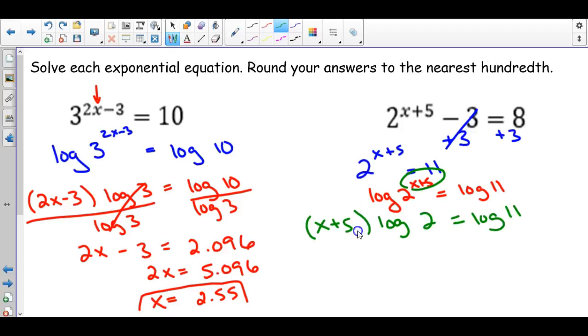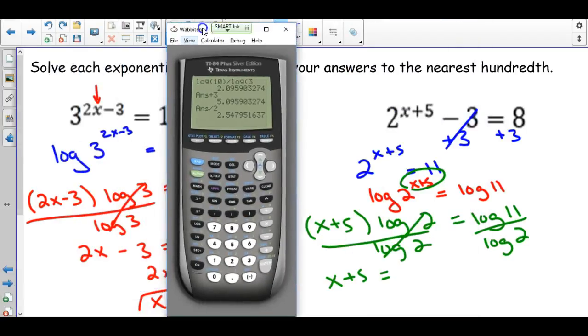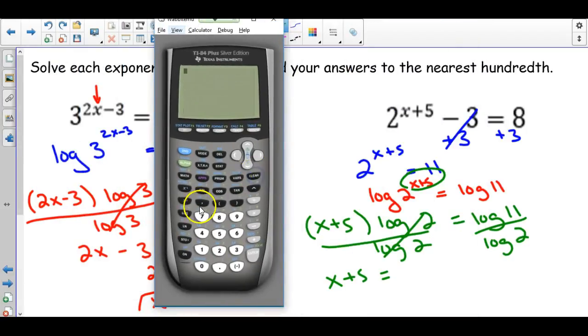And then we're going to divide both sides by log 2. And that's the part that's going to go into the calculator. So I'll be left with x plus 5 equals that ugly decimal. So I'm going to go to the calculator, clear this out, and put in log 11.